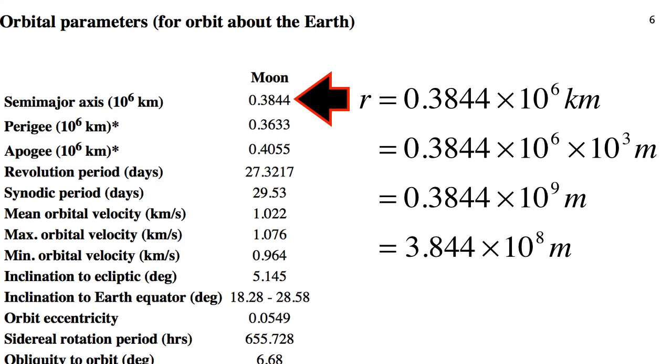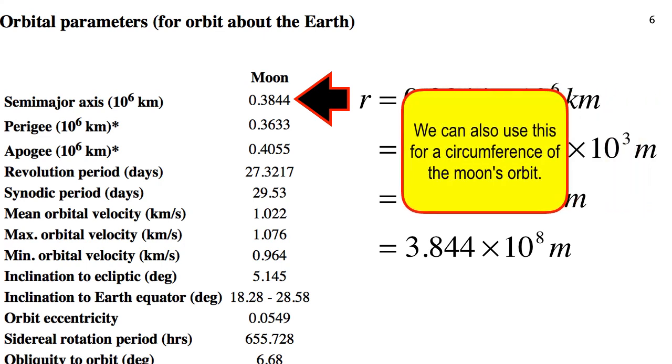Okay, now your question. How do you know how to multiply by 10 to the third meter? 10 to the third meters up here is the same. I'm converting this kilometer into 1,000 meters. 10 to the 3 meters. Okay? All right, let's keep going.